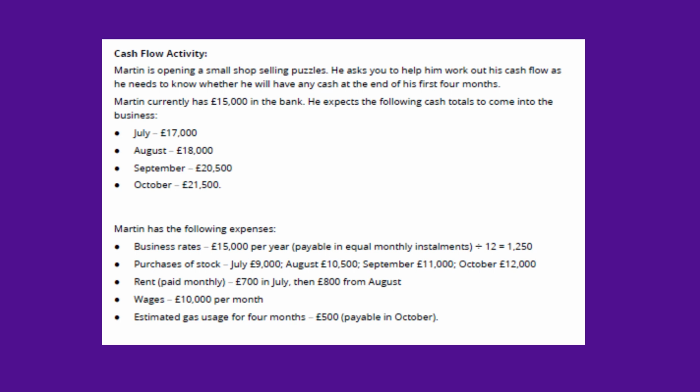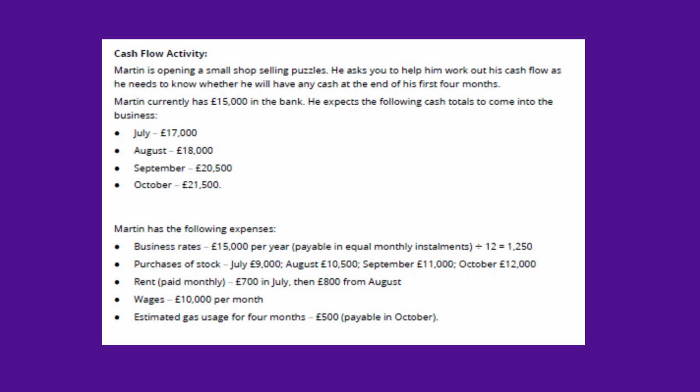So if we look at this cash flow activity, Martin is now opening a small shop selling puzzles. He asks you to help him work out his cash flow, as he needs to know whether he will have any cash at the end of the first 4 months. Martin currently has 15,000 in the bank. He expects the following cash totals to come into the business: in July, 17,000; August, 18,000; September, £20,500; and in October, 21,500.